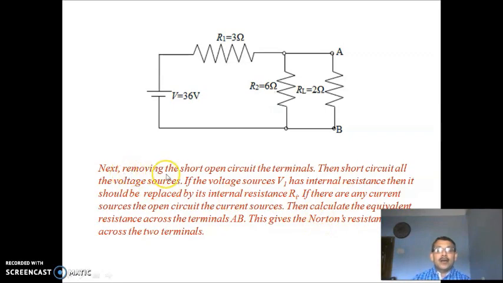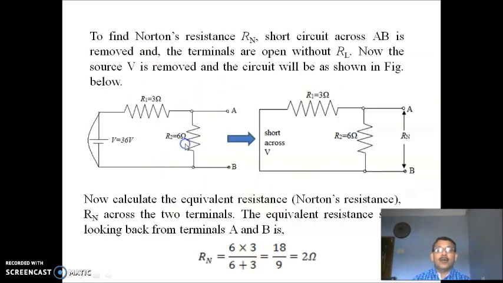Next, removing the short, open circuit the terminals, then short circuit all the voltage sources. Next, we have to short circuit the voltage source. If it has some internal resistance, it should be replaced with its internal resistance. But in this problem, there is no internal resistance. Therefore, it is short circuited, and then it will become this circuit.